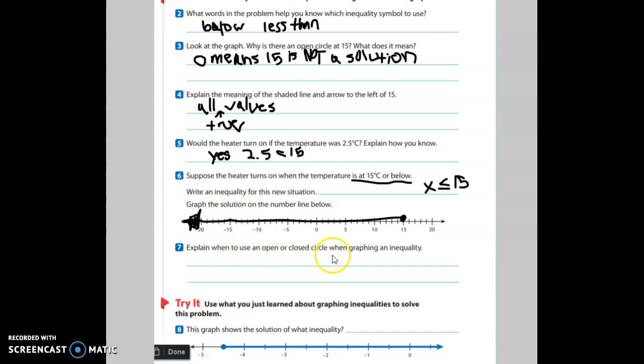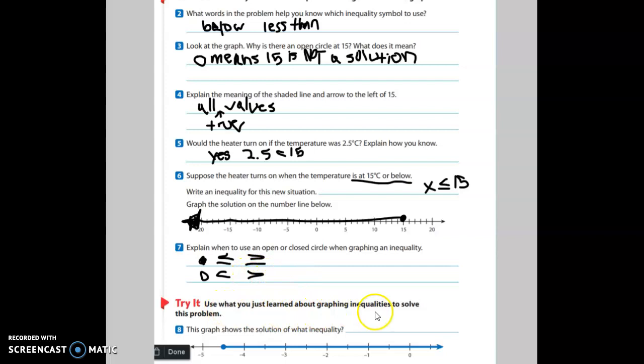Explain when to use an open or closed circle when graphing an inequality. So it's closed when it's less than or equal to or greater than or equal to. It's open when it's just less than or greater than.